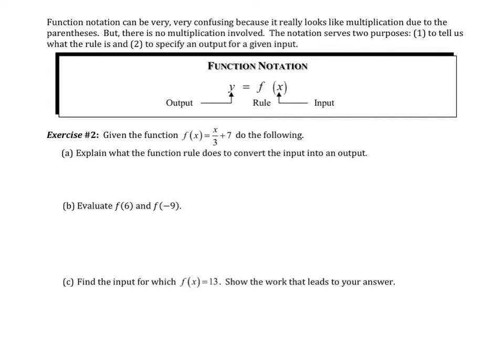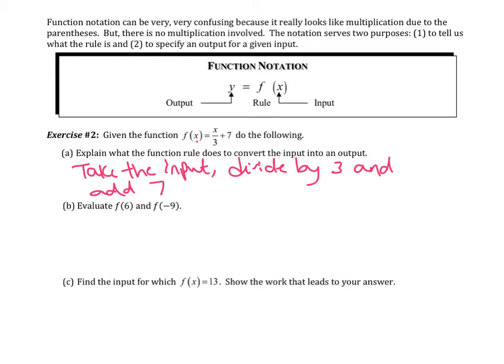And we're asked to first explain what the function rule does to convert the input into an output. So let's take a look at what this rule is telling us to do. Remember, our input is the x value. So here it's telling us to take the input, divide by 3, and add 7. That's what the rule is telling us to do.